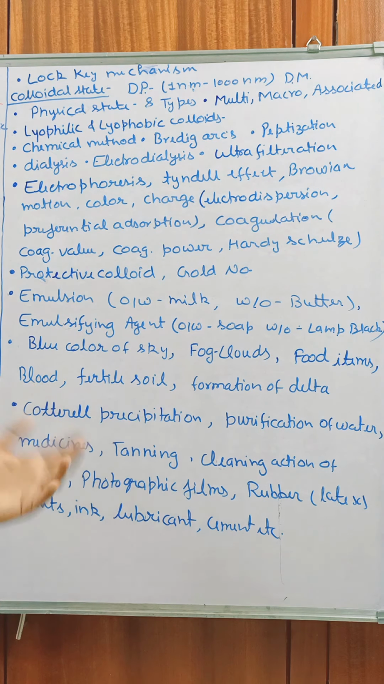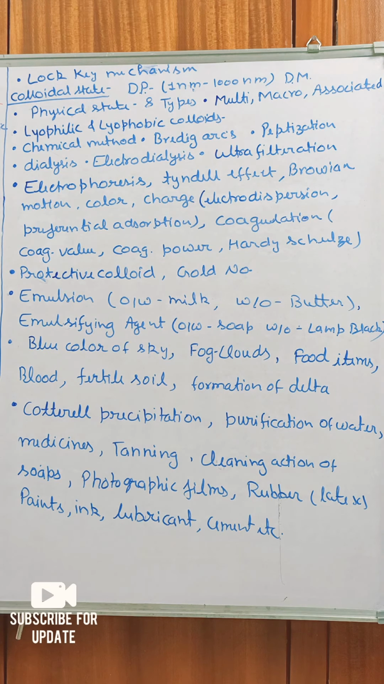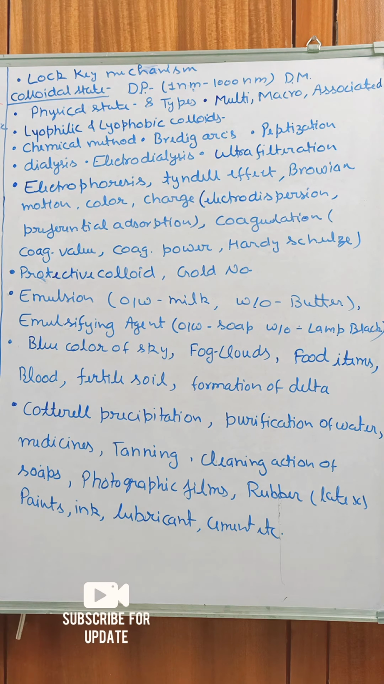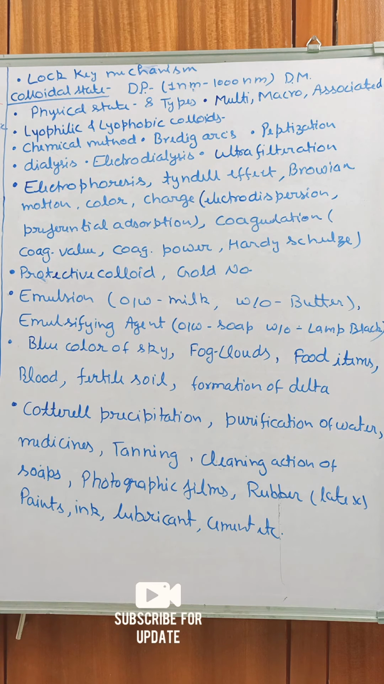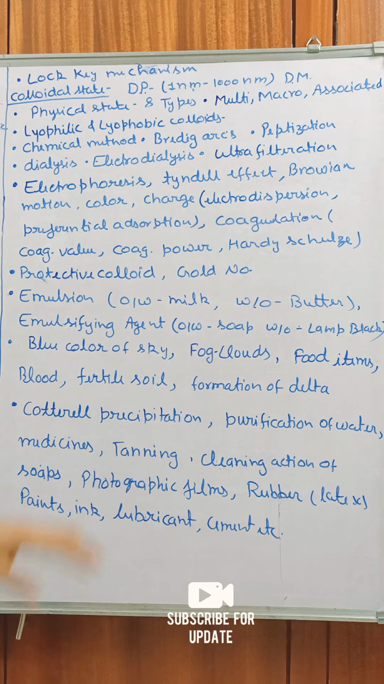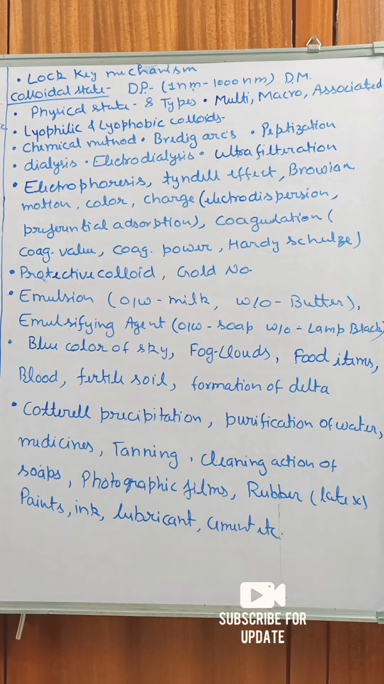Blood is also a colloid. Clotting of blood by alum: if we have bleeding somewhere, we apply alum and that clots the blood. Clotting of blood is again an application of coagulation. Fertile soil is also colloidal in nature. Humus acts as a protective colloid.